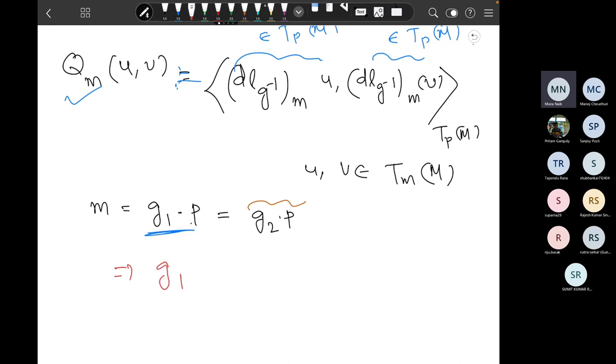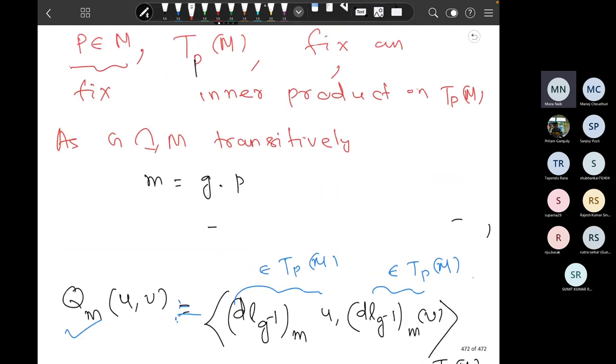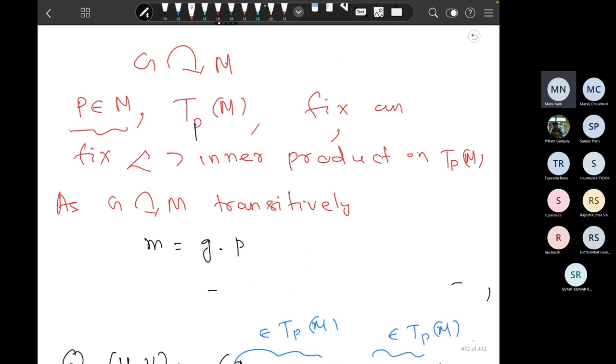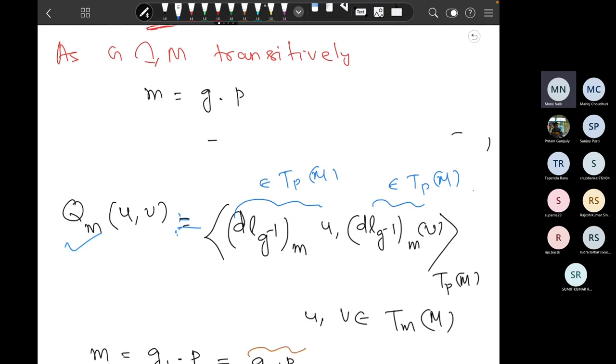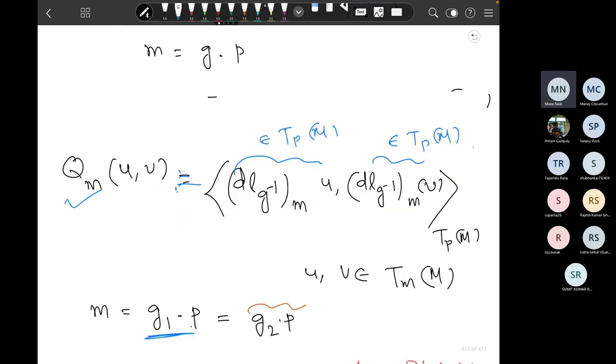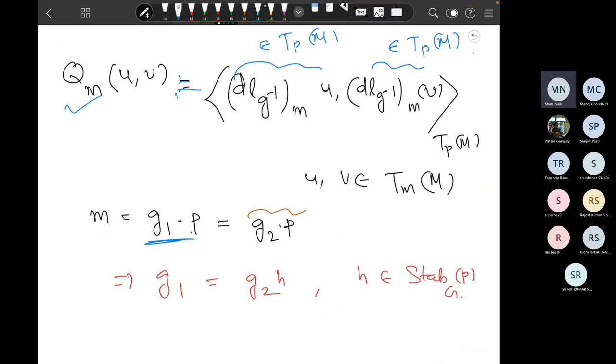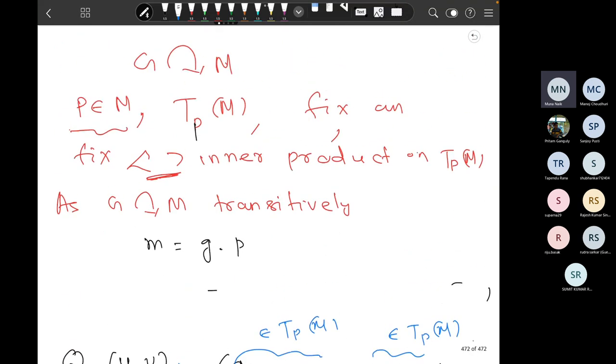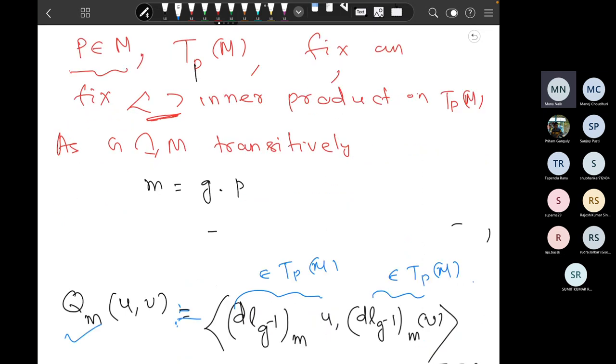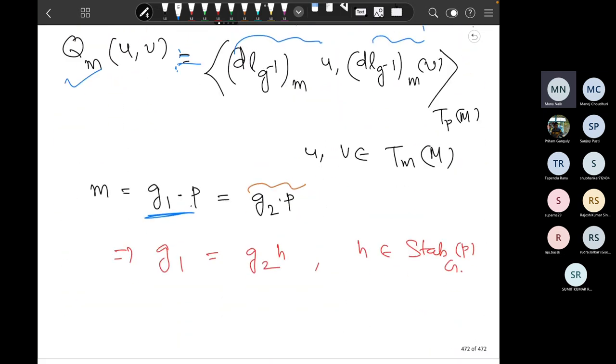What one gets is G1 is equal to G2 H, where H belongs to the stabilizer of P inside G. So if the inner product you have started with is H invariant, then you can resolve this problem. If you think a little bit, you will get that if you demand that the inner product is H invariant, then you can resolve this issue. So let us prove that rigorously. This is the idea.